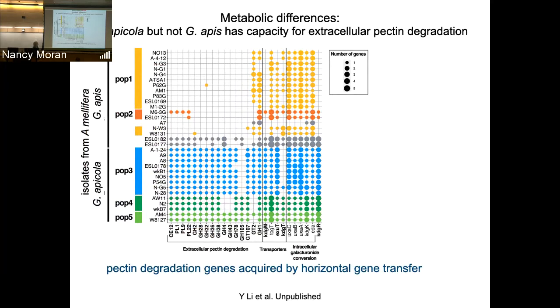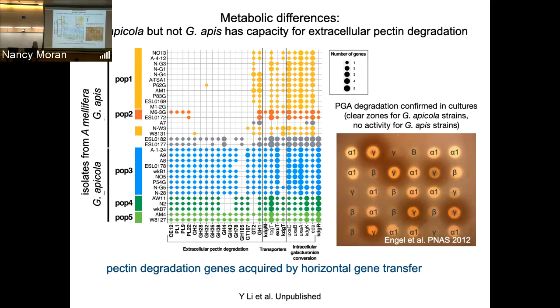One of them is that apicola, but not apis, has all these genes for extracellular pectin degradation that I mentioned before. So basically, it can break down all these different side chains and the main backbone, and it has transporters for the different sugars. And so basically, it has the ability to deal with these polysaccharides that Apis lacks.